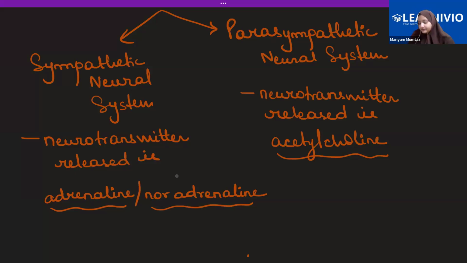For example, the sympathetic nervous system will stimulate perspiration, meaning sweating. So as soon as the sympathetic neural system gets activated, when you're stressed, you start sweating, isn't it? When you're worried, you start sweating.